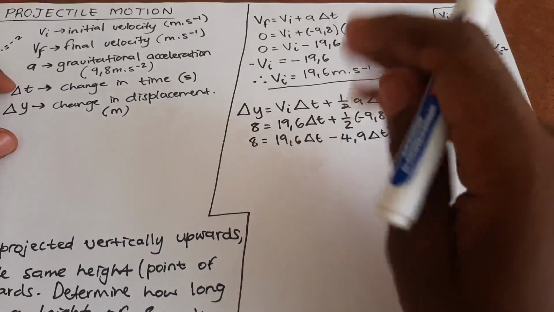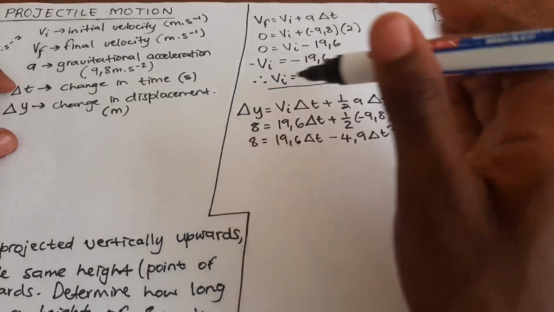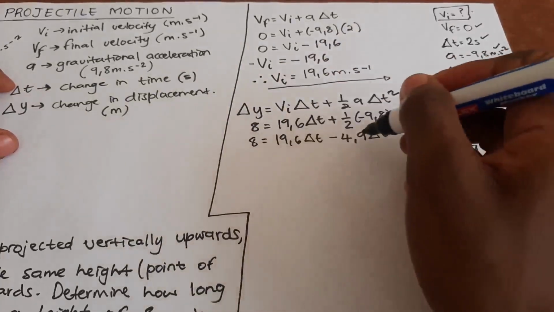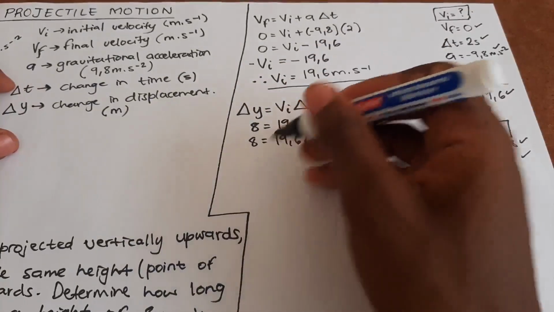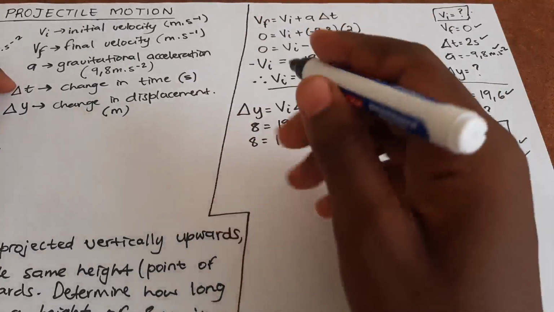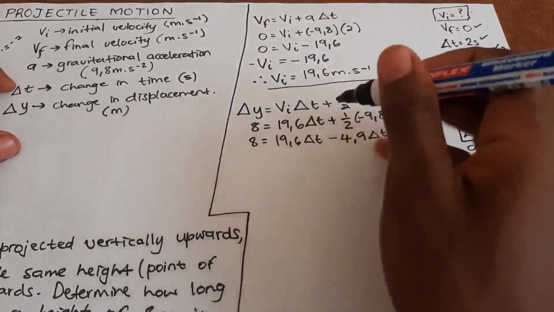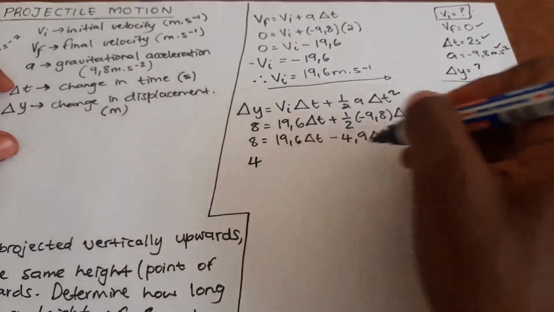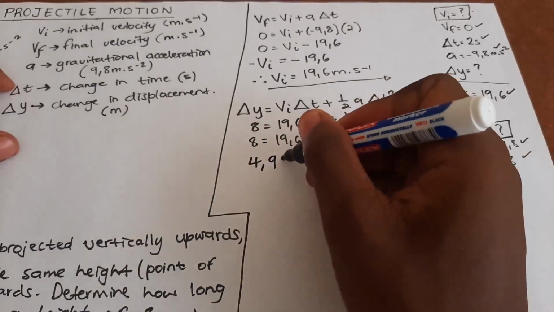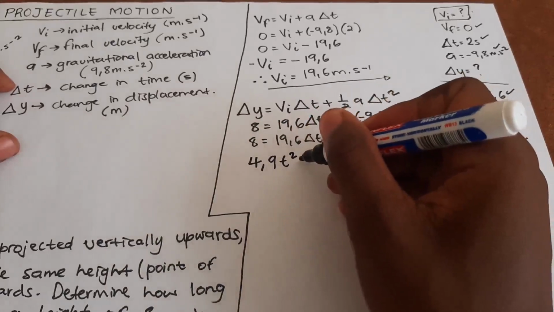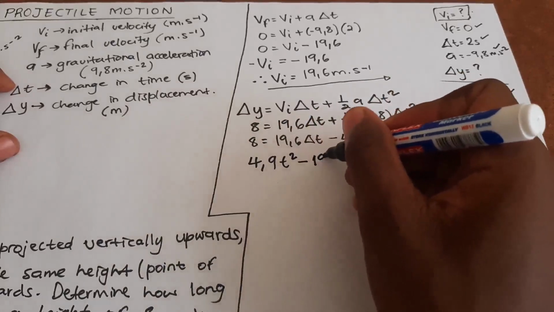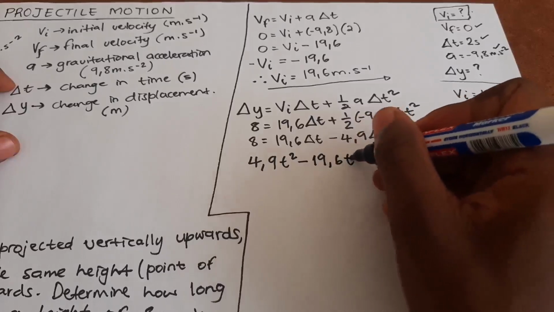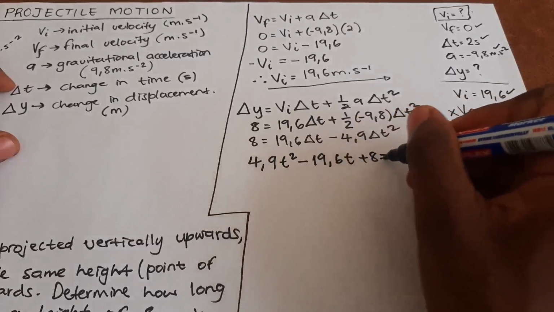As we're looking for time, we're going to solve for t. So let's take all of these to the left hand side of the equal sign. So we're going to have 4.9 t squared minus 19.6 t plus 8 is equal to 0.